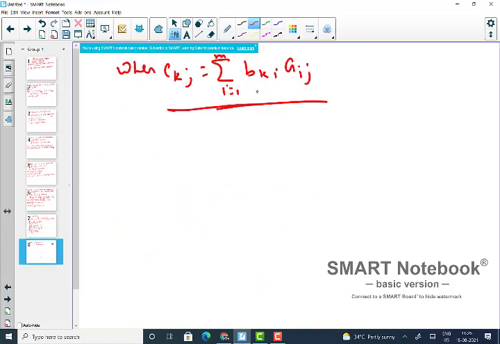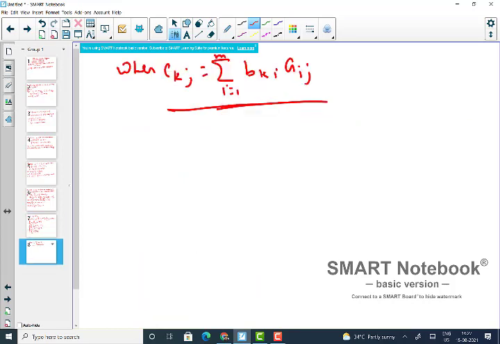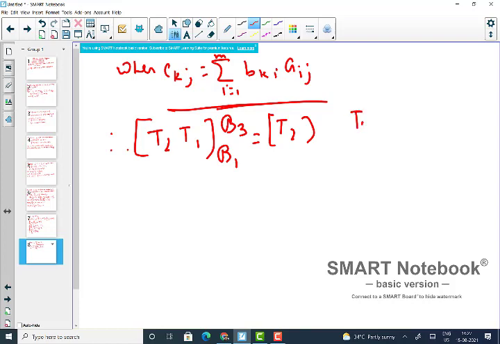So what does that mean? This is nothing but the matrix multiplication, right? So we have the matrices Aij and Bki, and then multiply them. So this means that if you take this matrix representation, it will be exactly nothing but the multiplication of individual matrices. Thus this T2 composed T1 with respect to the bases B1, B3 will be equal to the composition of individual matrices. This is from V1 to V2, and this is from V2 to V3.